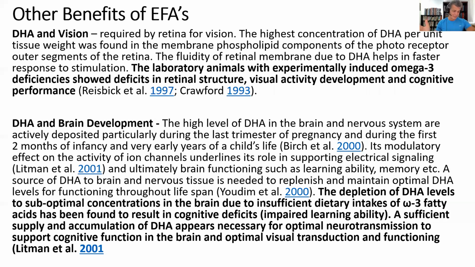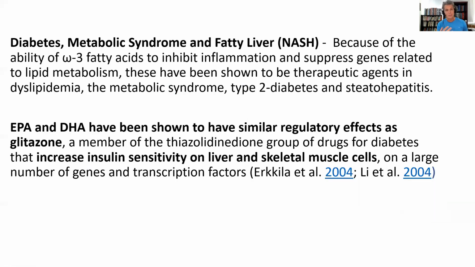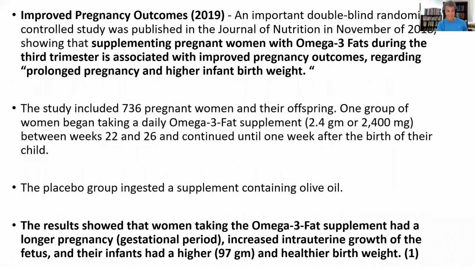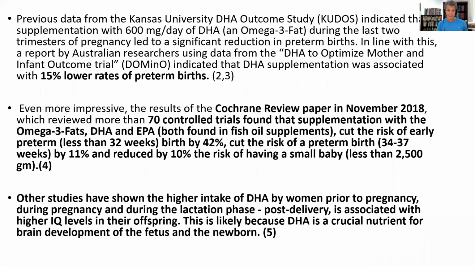There's other benefits to essential fatty acids. I'll touch on them quickly. DHA is needed for vision. DHA is needed for brain development, as I touched on, and better IQ and pregnancy outcomes. And also essential fatty acids from omega-3 sources also improve insulin function and improve insulin sensitivity, helping to manage blood sugar better, reversing also fatty liver degeneration, non-alcoholic steatohepatitis, all kinds of evidence for this. Also improving childhood asthma with a more omega-3 fat status, improving pregnancy outcomes as we touched on earlier.